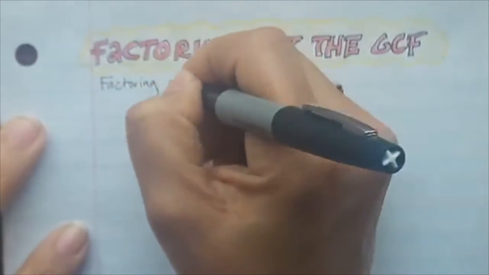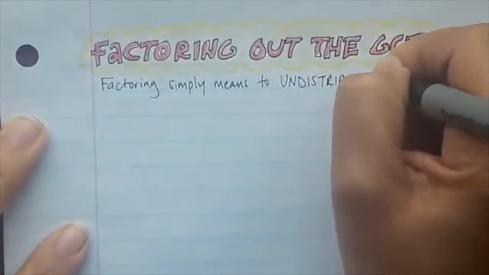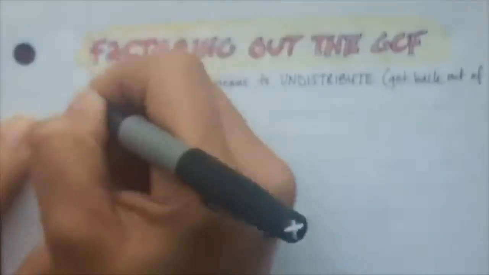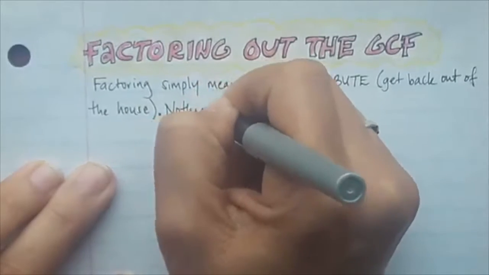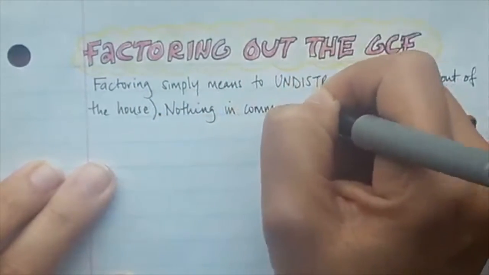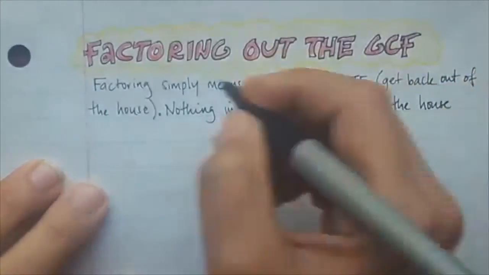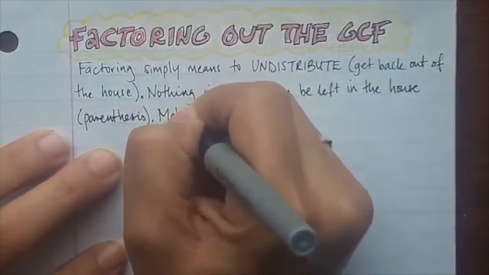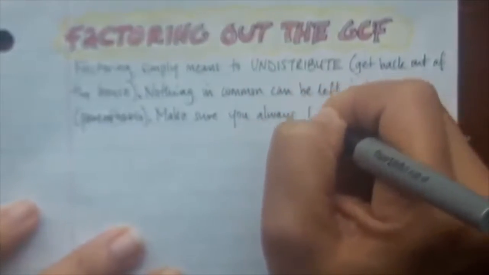Factoring simply means to undistribute. Okay, it simply means to undistribute, which means get back out of the house. It's very important to understand that nothing in common can be left in the house. What do I mean by house? It just stands for parentheses. Make sure that you always factor out the GCF, the greatest common factor.